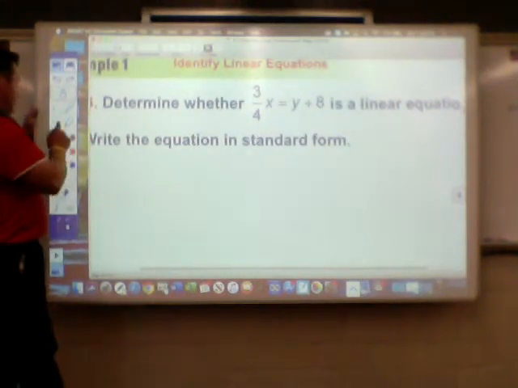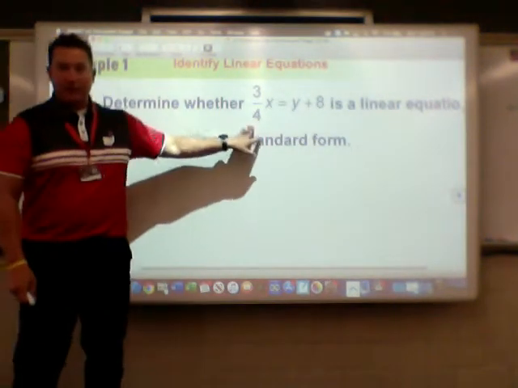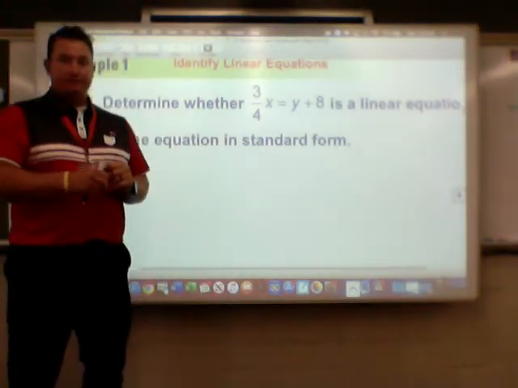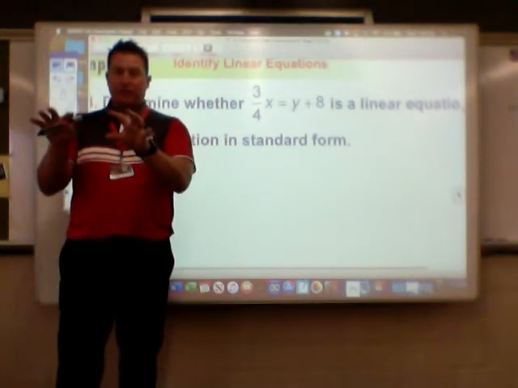Here we go. We're going to do the same thing with this one right here. Again, determine whether or not 3/4 x equals y plus 8. So again, I want to move my two variables together on one side.